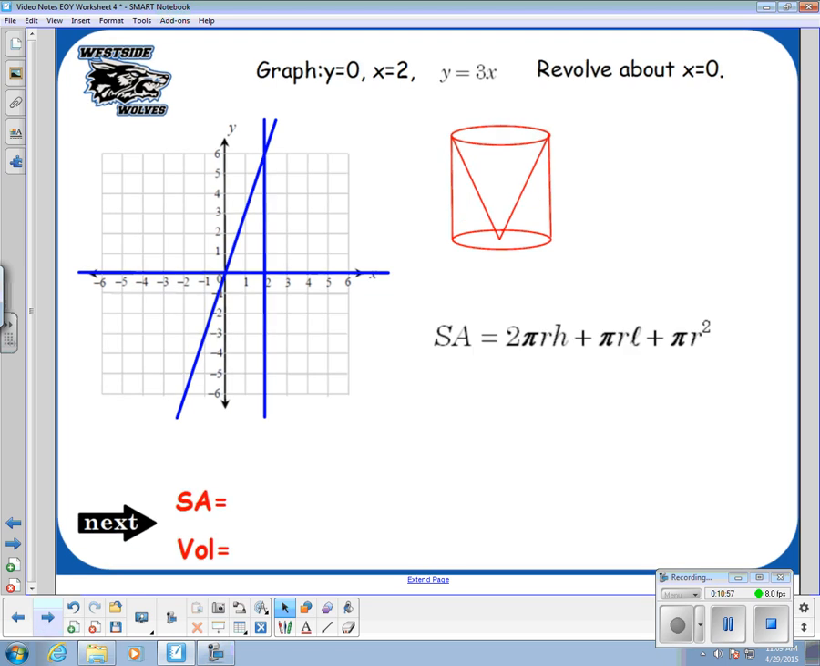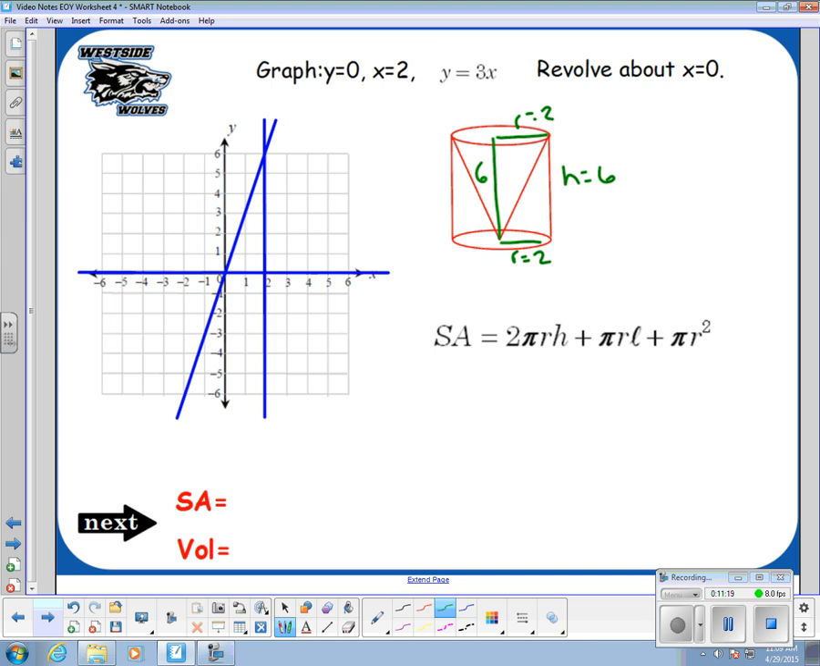So here's your surface area formula. What would our radius here be? I go back over my graph. I can see my radius is going to be 2. My height is going to be 1, 2, 3, 4, 5, 6. So my height is 6. That makes this radius also 2. The height in there is also 6. And I might end up needing that slant height for that.